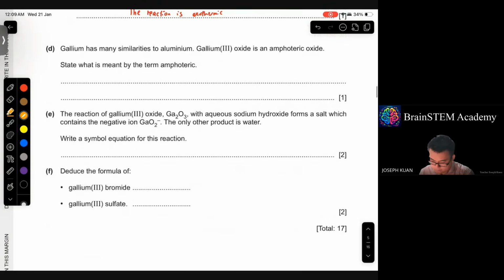Okay, next. Gallium has many similarities to aluminium, and gallium trioxide is an amphoteric oxide. So what is meant by the term amphoteric? It means a substance that can react with both acid and bases to form salt and water.